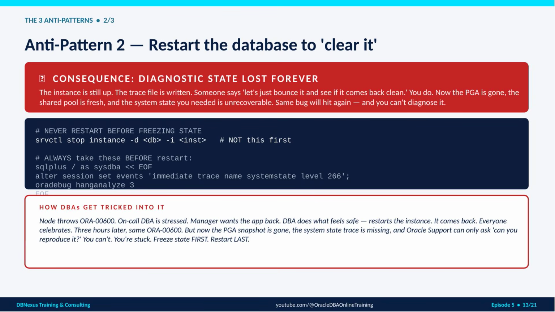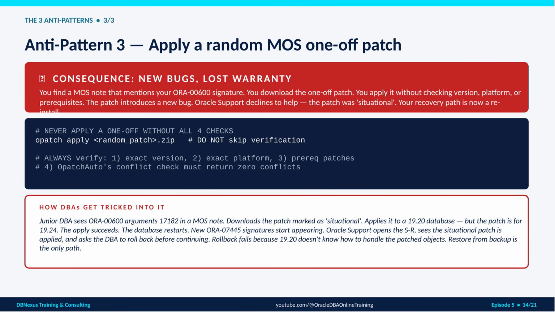Anti-pattern 3, the most dangerous of the three. Apply a random MOS one-off patch without validating. Consequence: new bugs, lost warranty. Here's how it goes wrong. A junior DBA sees ORA-600 argument 17182 in a MOS node, downloads the one-off patch marked situational, applies it to a 19.20 database, but the patch is for 19.24, a different code base.